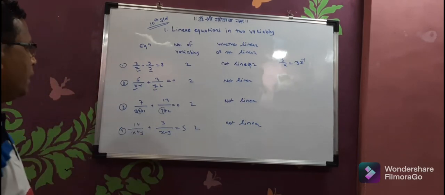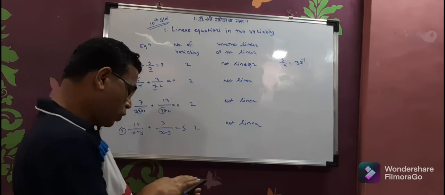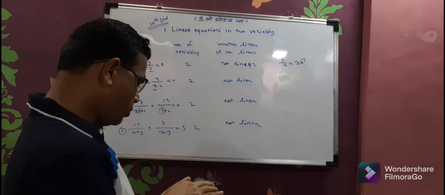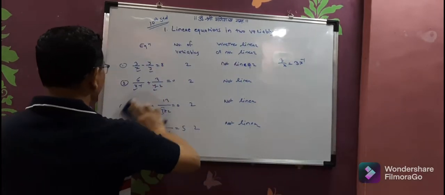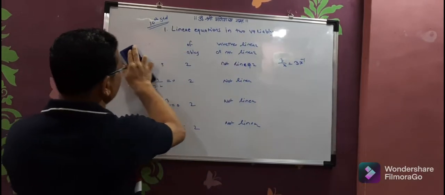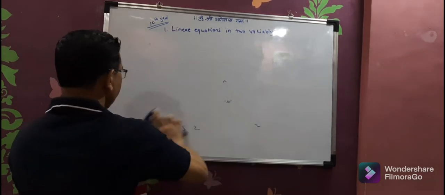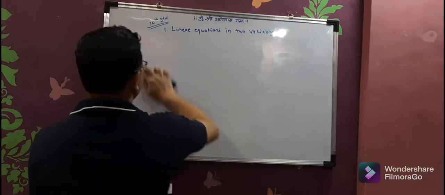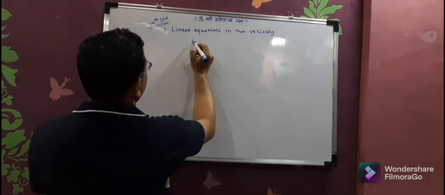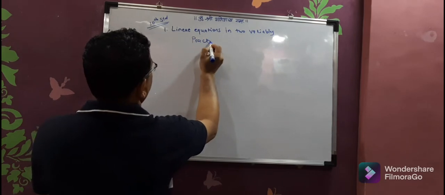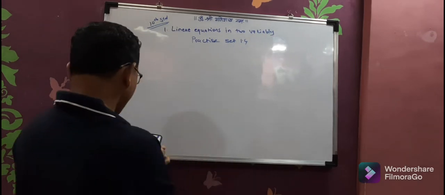So this is the activity they have given in the book. Now we will continue with the actual problem. We are going to solve directly the problem set 1.4. In 1.4 we will see how to convert a non-linear equation into a linear equation and how to solve the problem. Now first we will see practice set 1.4.